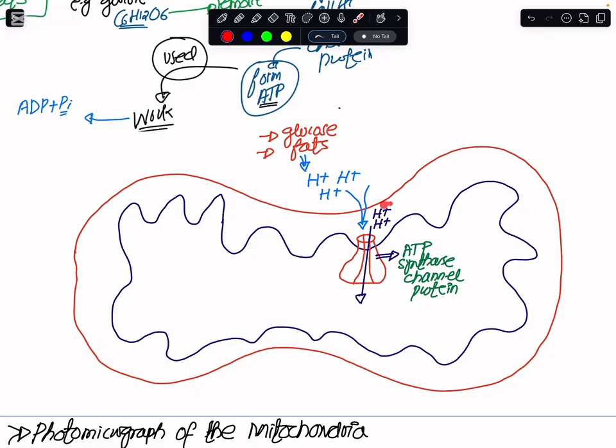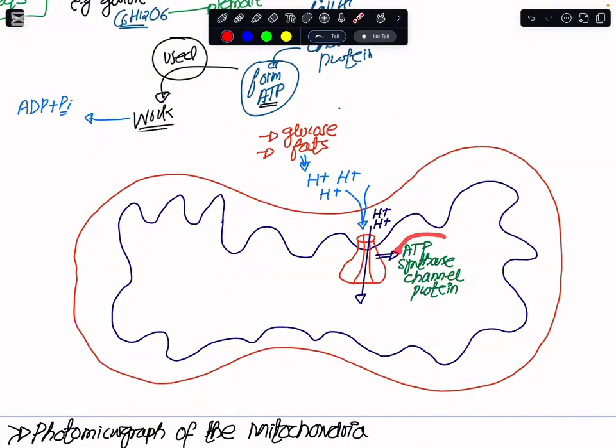So when I have accumulated more of the H positive ions in the intermembrane space, here the concentration of the H positive ion would increase, and in the matrix of the mitochondria, the H positive ion concentration would decrease. Now you see that these H positive ions are charged particles, so they will not be able to cross these cell membranes directly, but rather they would pass through, or fall through, this ATP synthase channel protein.